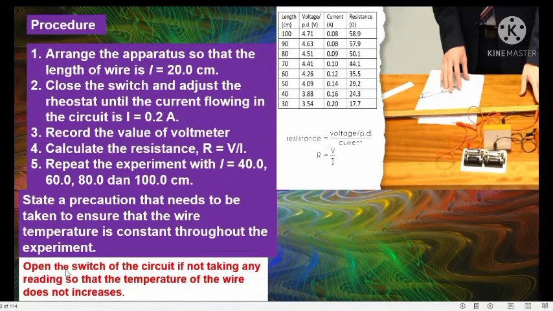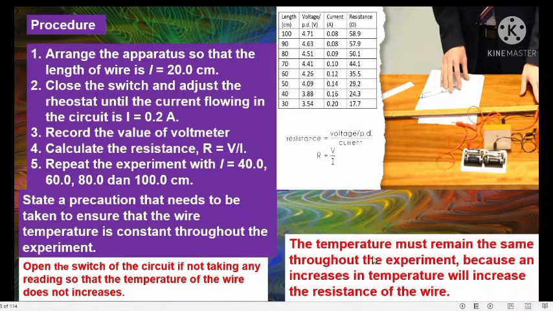What we do, open the switch of the circuit if not taking any reading, so that the temperature of the wire does not increase, because we don't want the factor temperature to affect the reading of the voltmeter during this experiment. So we cannot get an accurate result. Temperature must be kept constant.